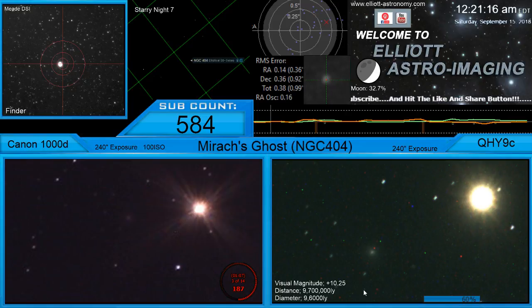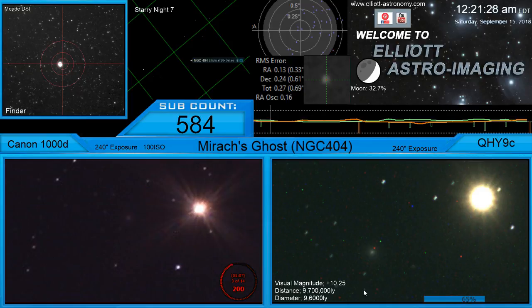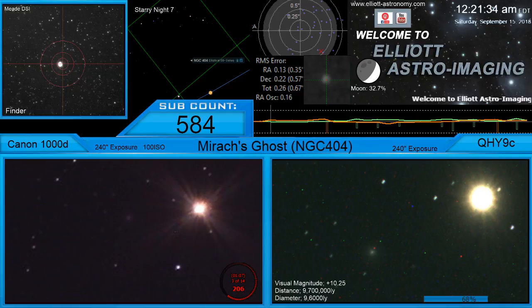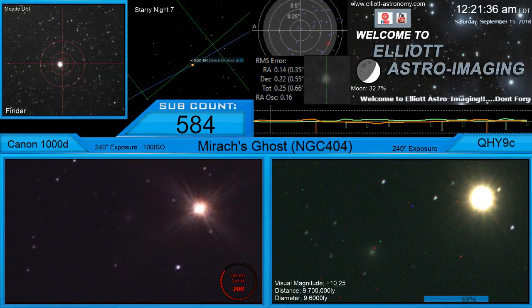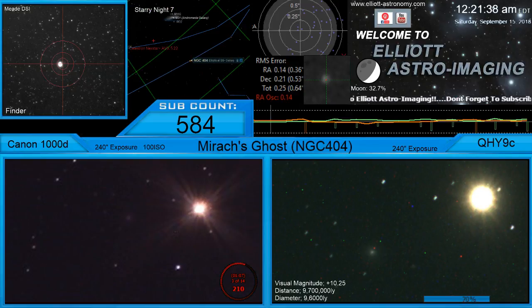It started with my mount, and I've got to call Celestron and give them my 2 cents that the go-to is still off. I don't understand it. Let's take a look. Let's see where the mount is pointing now. Let's see how far it has gone off the board. Oh, it's way off.